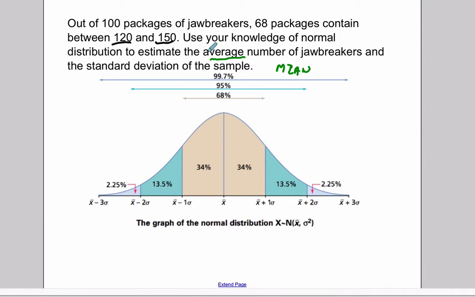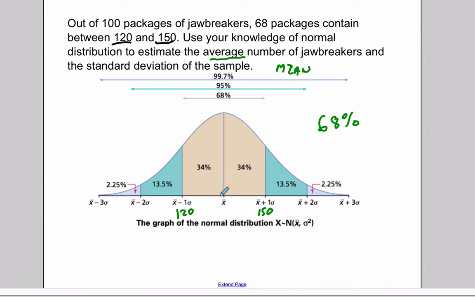Now, recall, 68 out of 100 will represent 68% of the data. So that means that 68% of our data lies between 120 and 150. So here's our 120, which is going to be one standard deviation below the mean, and 150, which is going to be one standard deviation above the mean. And so you can see here that we're going to have 68% of our data, or 68 out of 100 packages, lying between 120 and 150 Jawbreakers.